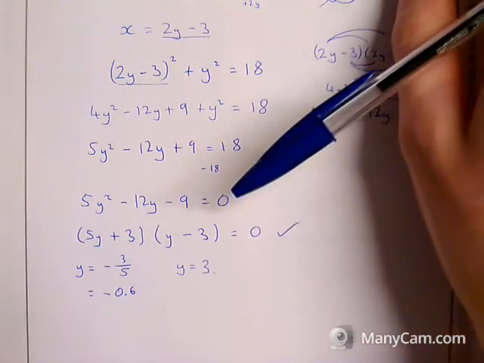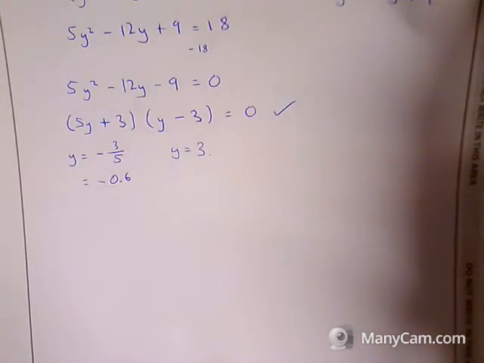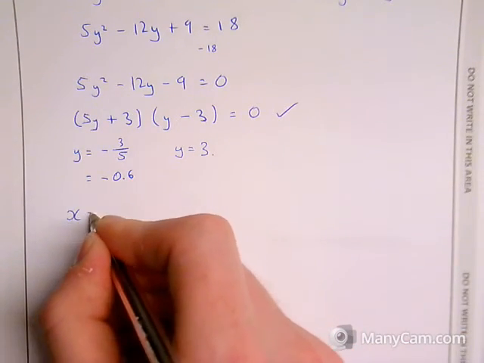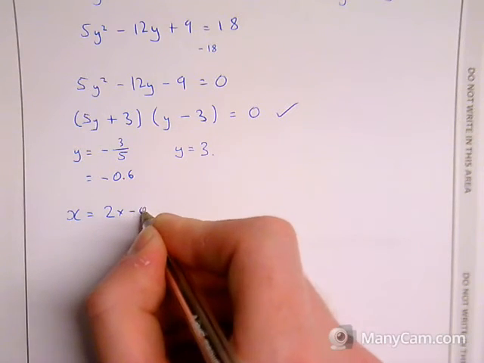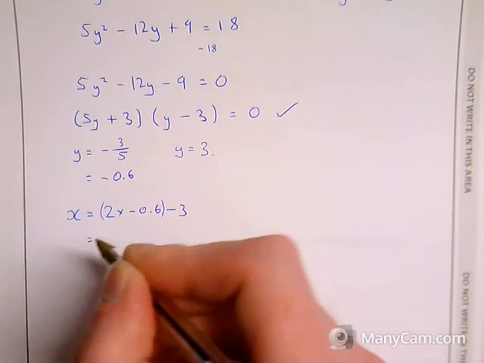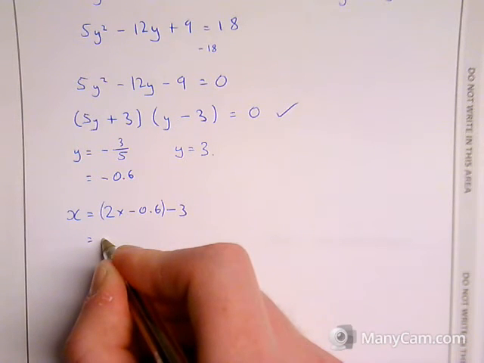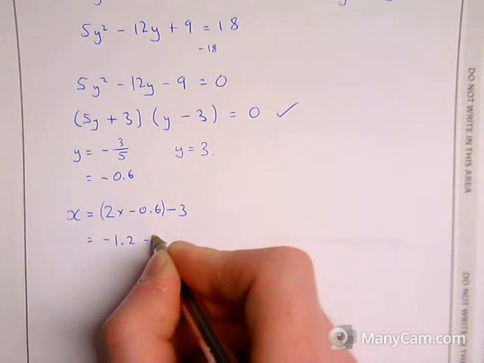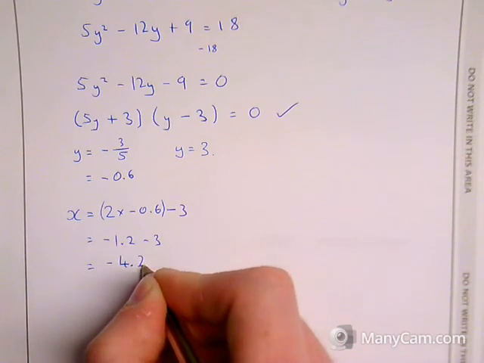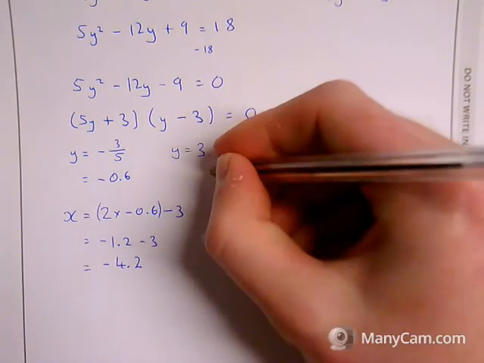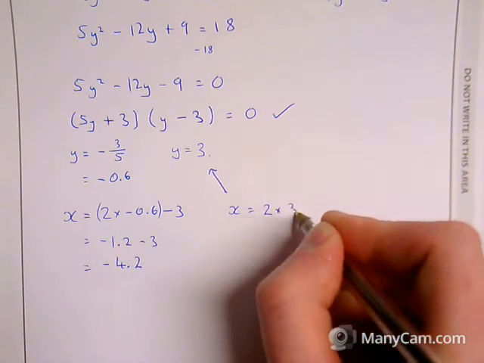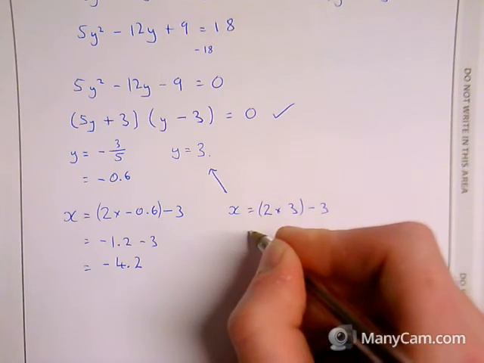So let's do the more tricky side first with the decimals. We've got minus 0.6 is y, so x equals 2 times minus 0.6, and then take away 3. That gives me minus 1.2, take away 3, which ends up giving me minus 4.2. Then if I go over to the other side, where y equals 3, I'd have x equals 2 times 3, take away 3, which ends up giving me 3.